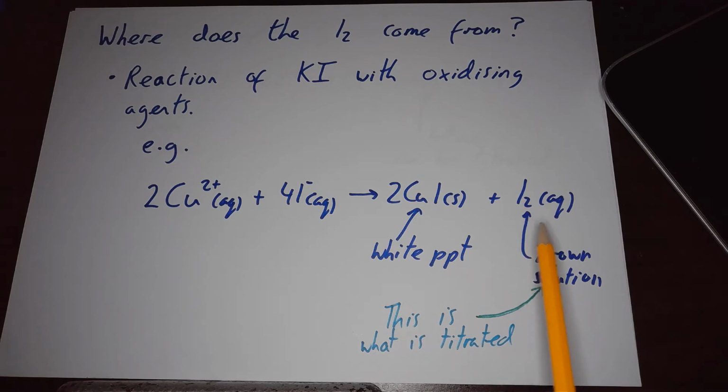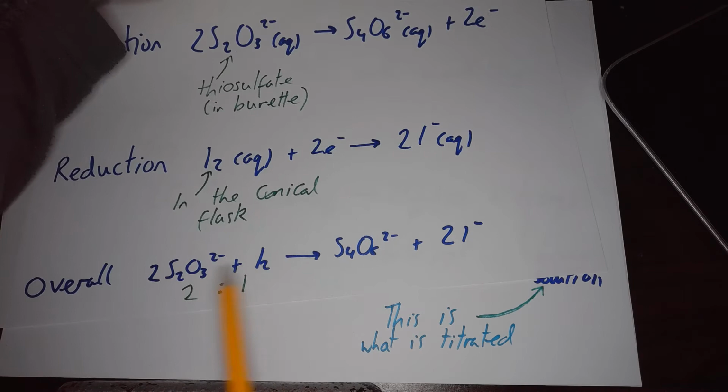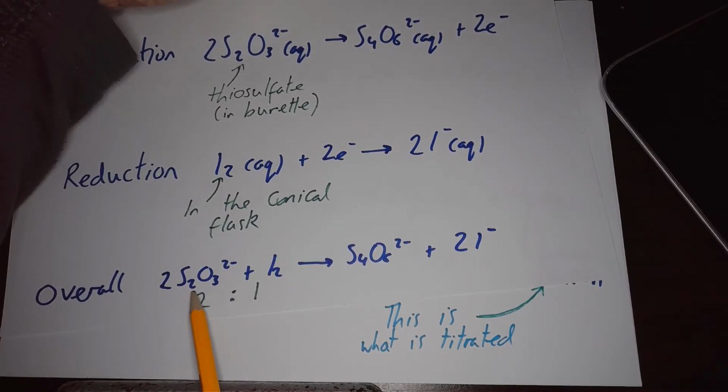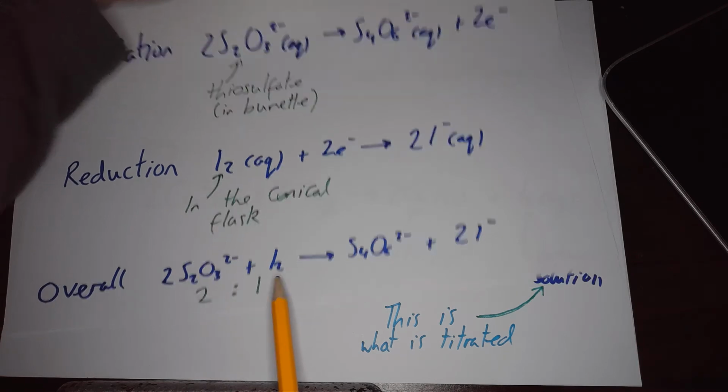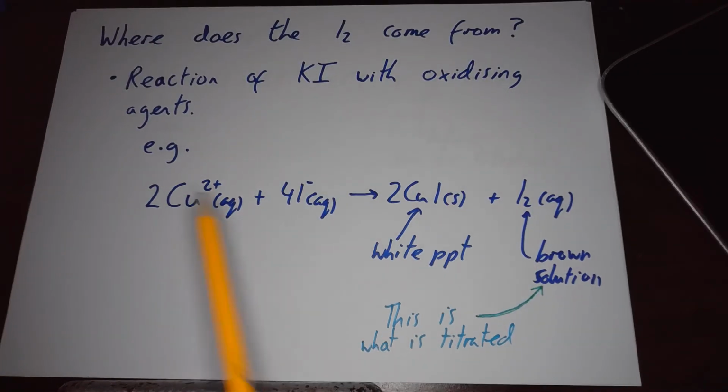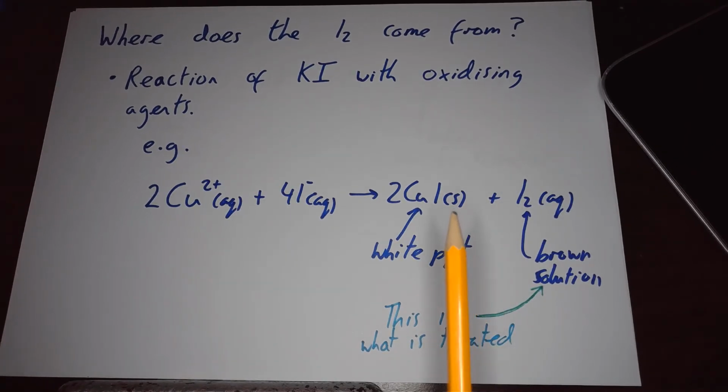From the titration, you'll know how much iodine you have. If you know how much iodine you have, you can work back to work out how much copper you started off with. But you can see that the ratio of iodine to copper is 1:2. The iodine to thiosulfate is 1:2. So basically, when you work out how much thiosulfate came out of the burette, you'd halve it to get the iodine, and then once you know the iodine, you double it again to get back to the copper. So you'll be on the same number in the end.